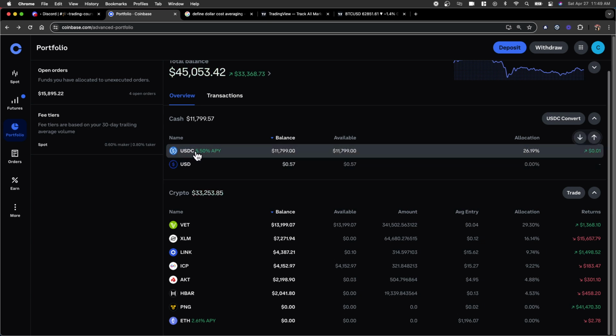And what I like about Coinbase is the fact that they pay you 5.5% a year on your USDC. So I just add my USD in here, and then I convert it to USDC, and I let it sit there. And I'm earning 5.5% just from it sitting there. And that's a yearly APY, which stands for annual percentage yield.